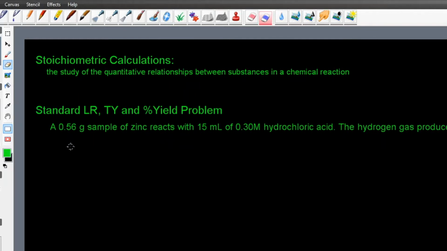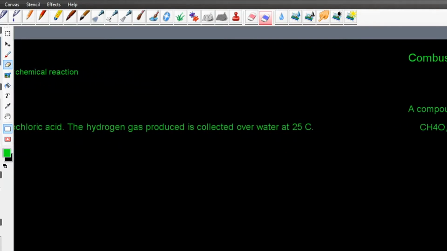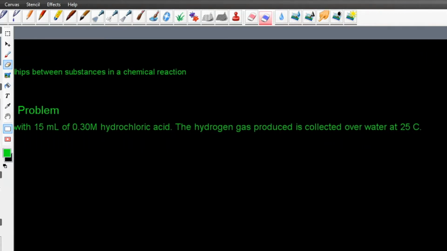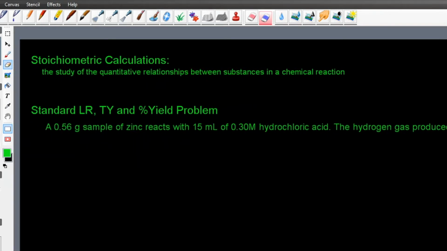Wouldn't that be fun? Okay, so our first problem says that we have a 0.56 gram sample of zinc that reacts with 15 milliliters of 0.3 molar hydrochloric acid. The hydrogen gas produced is collected over water at 25 degrees Celsius. Okay, so let's diagram that all out. Let's write the reaction and go from there. As I'm doing this, so should you.